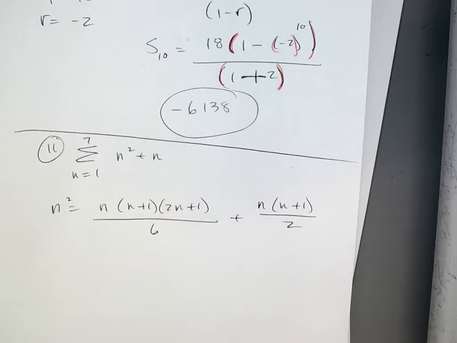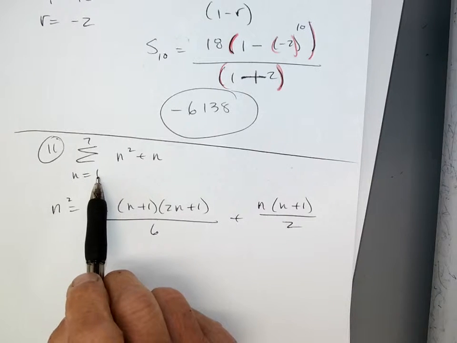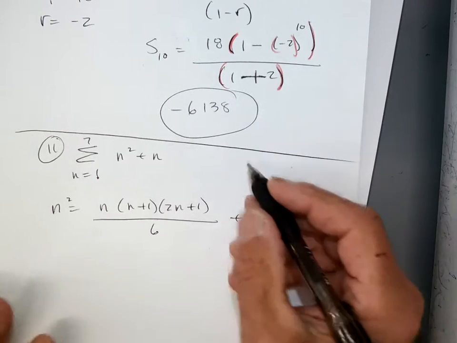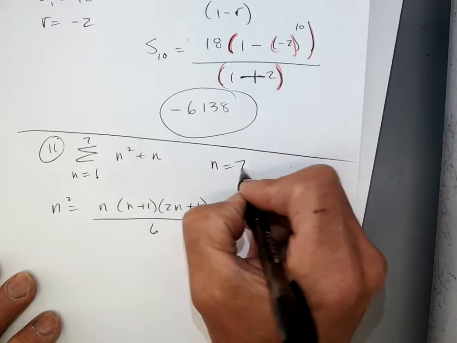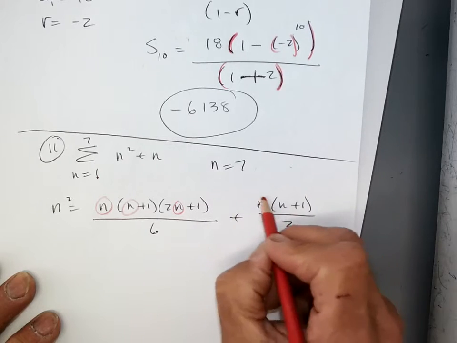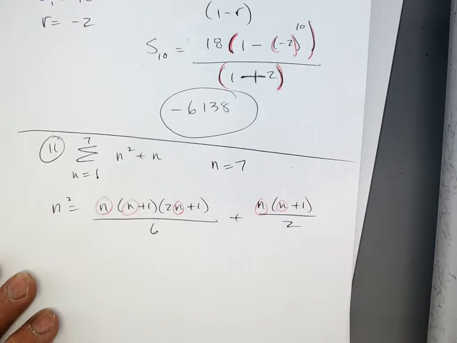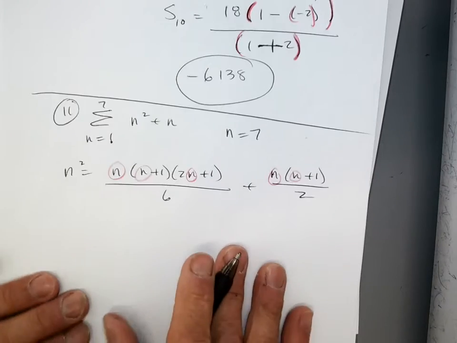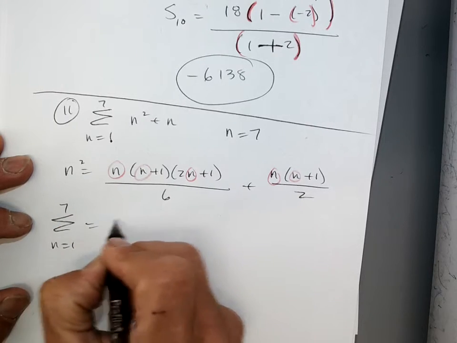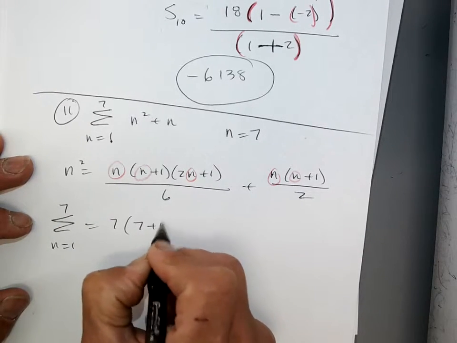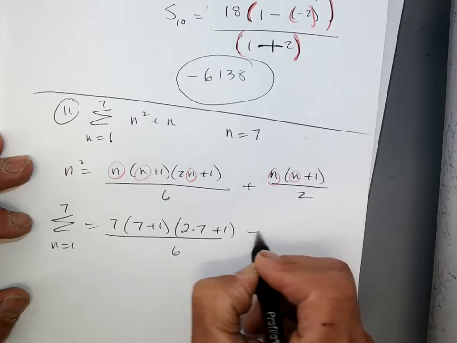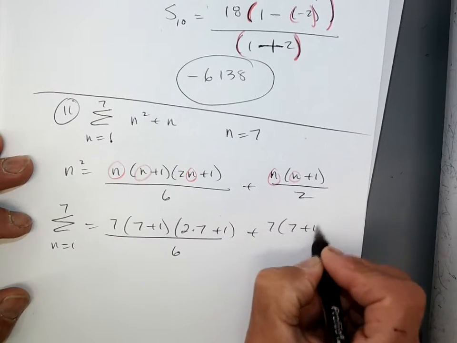But this one's really easy, because you're just going to add 1, add 2, add 3, add 4, add 5, add 6, add 7, okay? So n is 7. So to do this formula, just plug 7 in for n and let your calculator do the work. So my answer of the sum from n equals 1 to 7 is going to be 7 times 7 plus 1 times 2 times 7 plus 1 divided by 6 plus 7 times 7 plus 1 divided by 2.